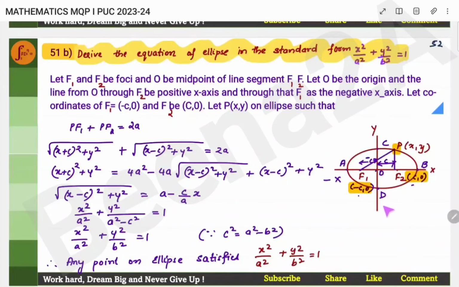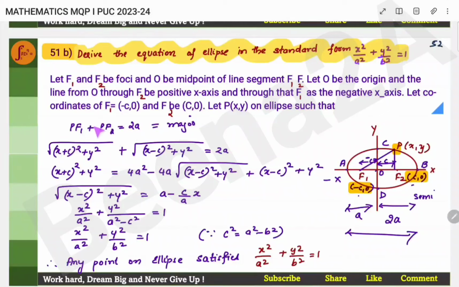And also, a is nothing but the distance from the origin to the major axis. Now, this is the major axis, and on this side also you have the major axis. So PF1 plus PF2 is 2 times a, 2 times the semi-major axis. PF1 plus PF2 is 2 times the semi-major axis. This entire thing is the major axis, and the distance from the origin to this point is the semi-major axis.